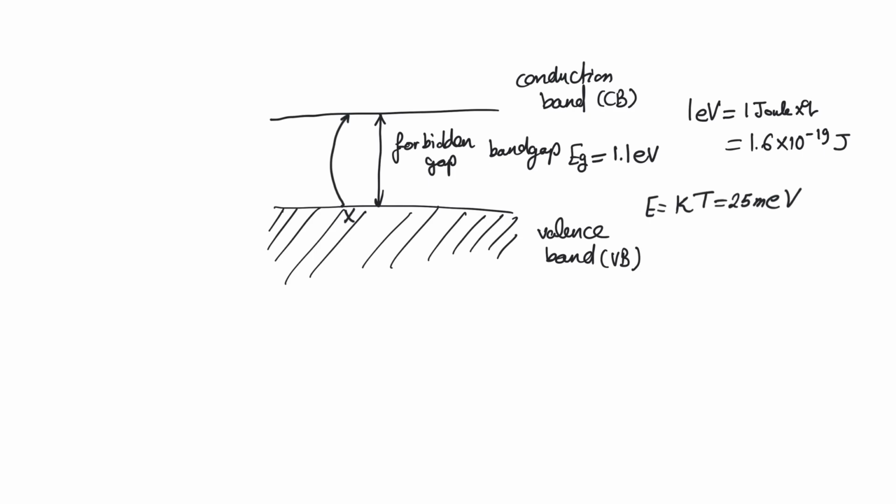Does that mean that no electron is going to make it across? No, some electrons are going to make it across because thermal energy is a random process. So not all electrons are going to get the 25 milli-electron volts. Some are going to get bigger energy, some are going to get smaller energy. But the proportion of electrons that manage to get 1.1 electron volt or more will be very small. So we can conclude that the concentration, the number of electrons that make it across the band gap is going to be very small. That's what we can say for now. But some are going to make it across.